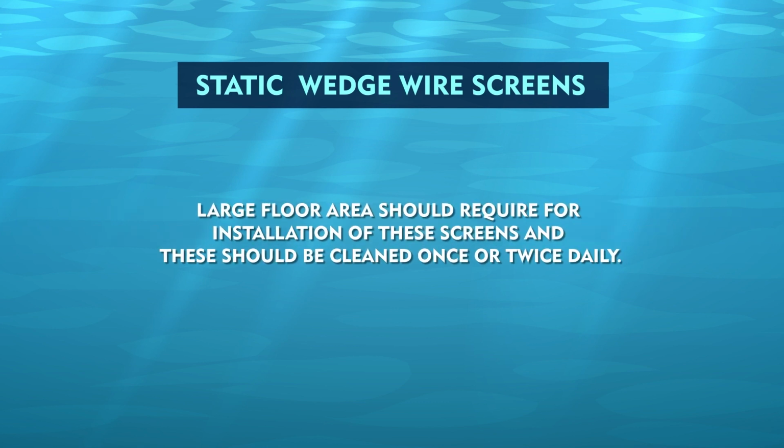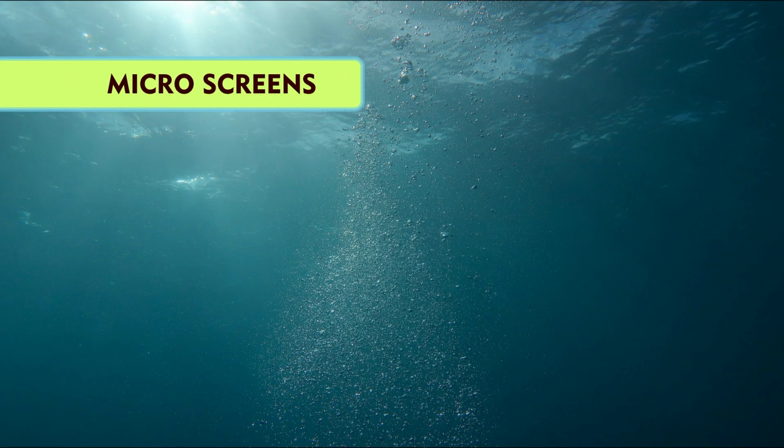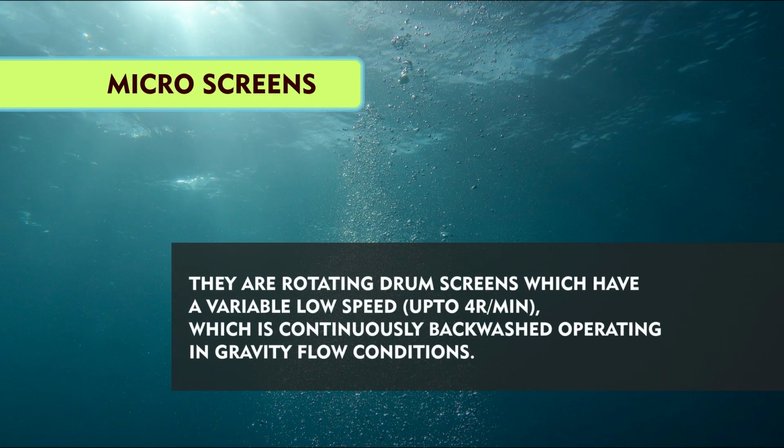Large floor area is required for installation of these screens, and these should be cleaned once or twice daily. Micro screens are rotating drum screens which have a variable low speed, up to 4 revolutions per minute, and are continuously backwashed, operating in gravity flow conditions.